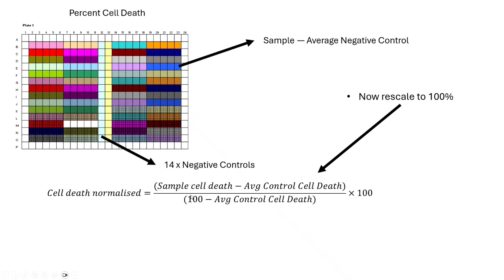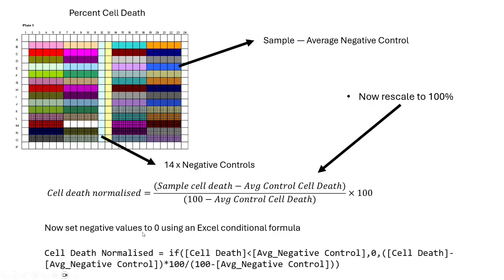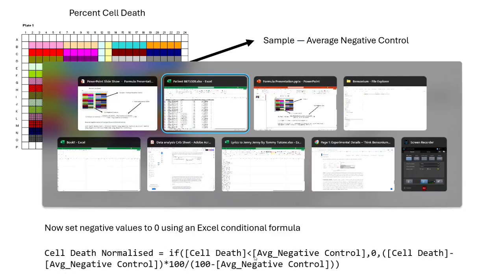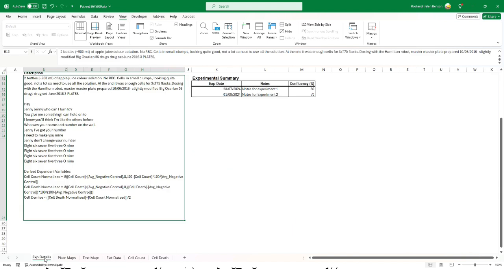Now there is an issue, however. If the sample cell death is less than the average control cell death, then this number is negative. We don't want that. So we're also going to use an Excel IF function, so that it checks to see if this value is negative. If it is, it puts it at 0. If it's positive, then it just uses this calculation. So the final formula will look like this, and this is the exact formula that you see. If I go back here, this is the exact formula you see here.